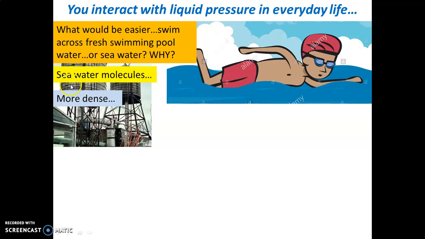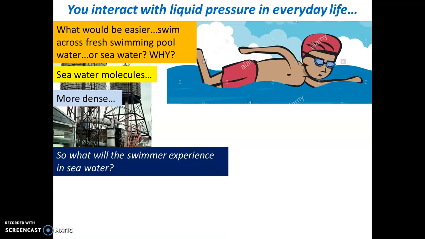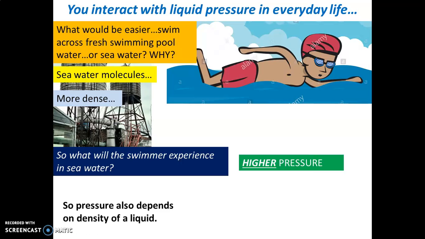Well, hopefully what you're thinking is the seawater molecules are more dense. They are more dense than the water molecules found in public swimming pools, for example. So what will the swimmer therefore experience when they are swimming in seawater? What will they actually experience a greater amount of? Hopefully you were thinking it. Higher pressure. They're going to experience more pressure as they swim across seawater, or swim in seawater.